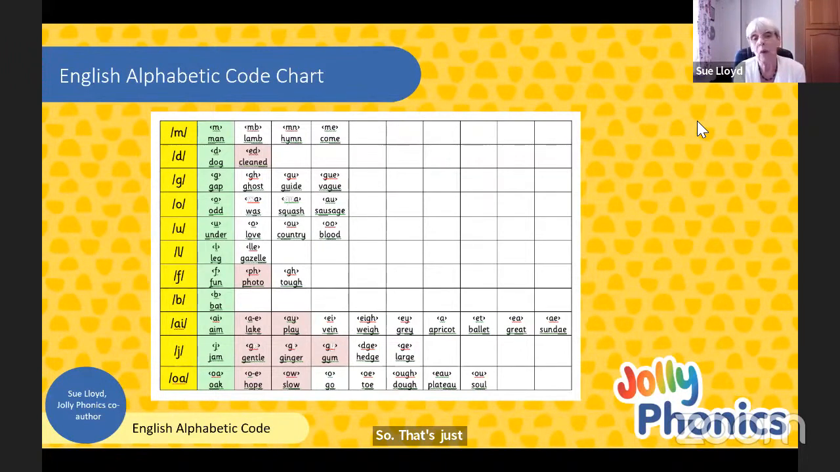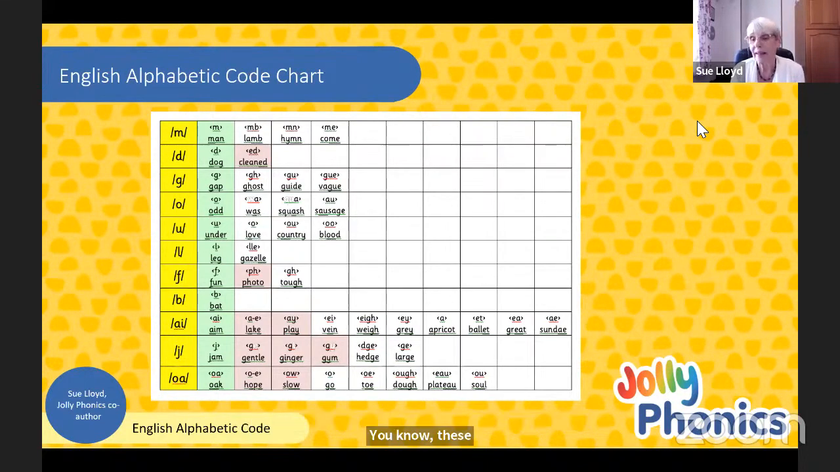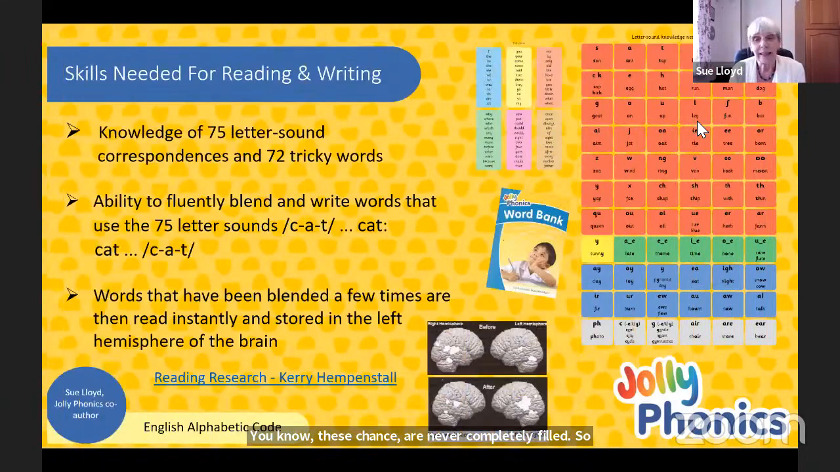In fact, I have more words on the previous one than on this one. And even now, there will be some words that aren't there. You know, these charts are never completely filled. So let's have a look at the next one.